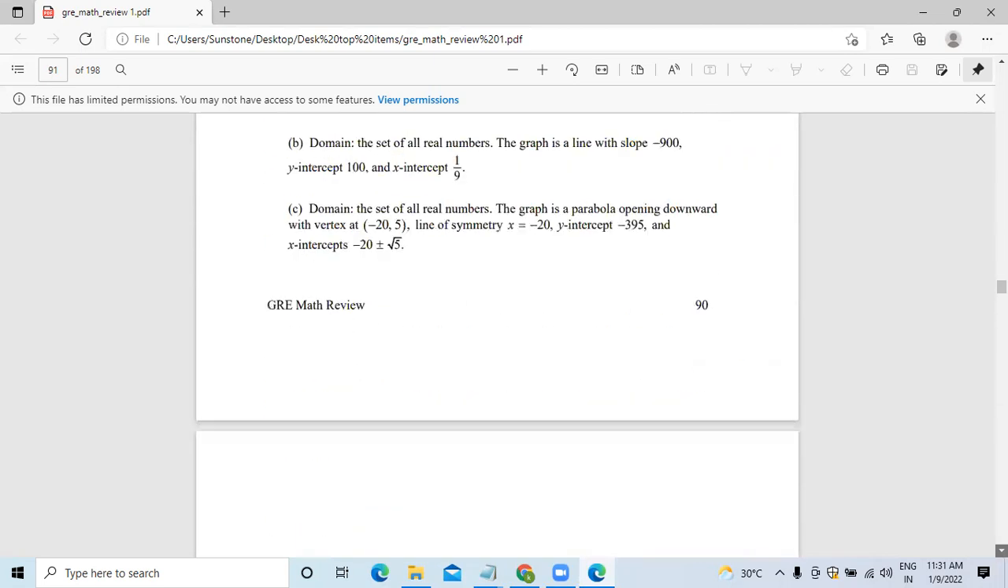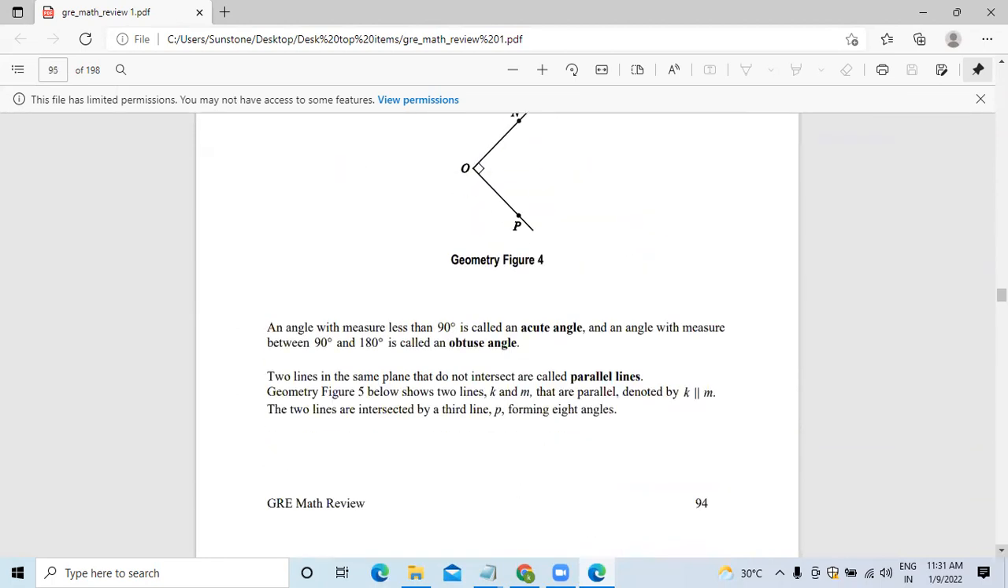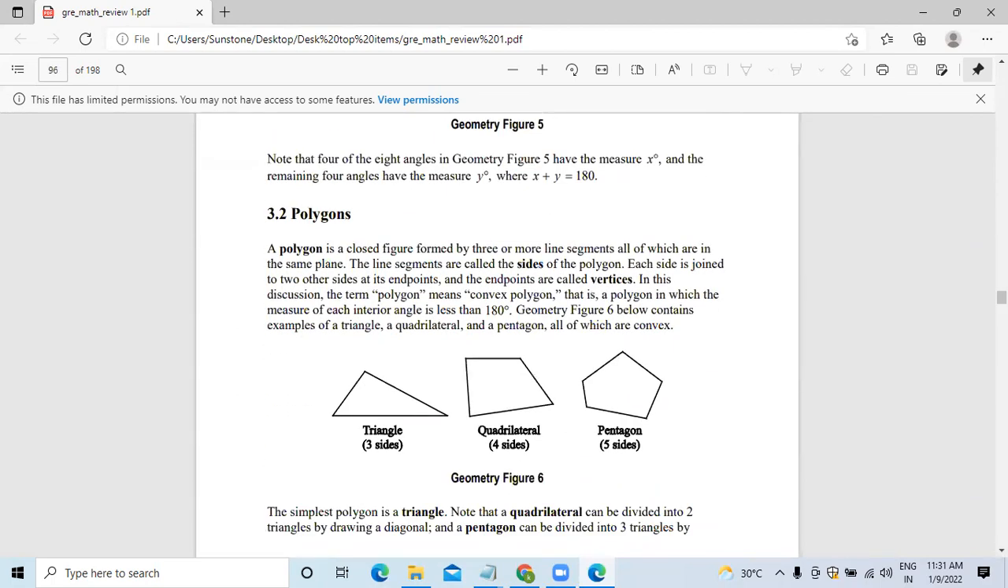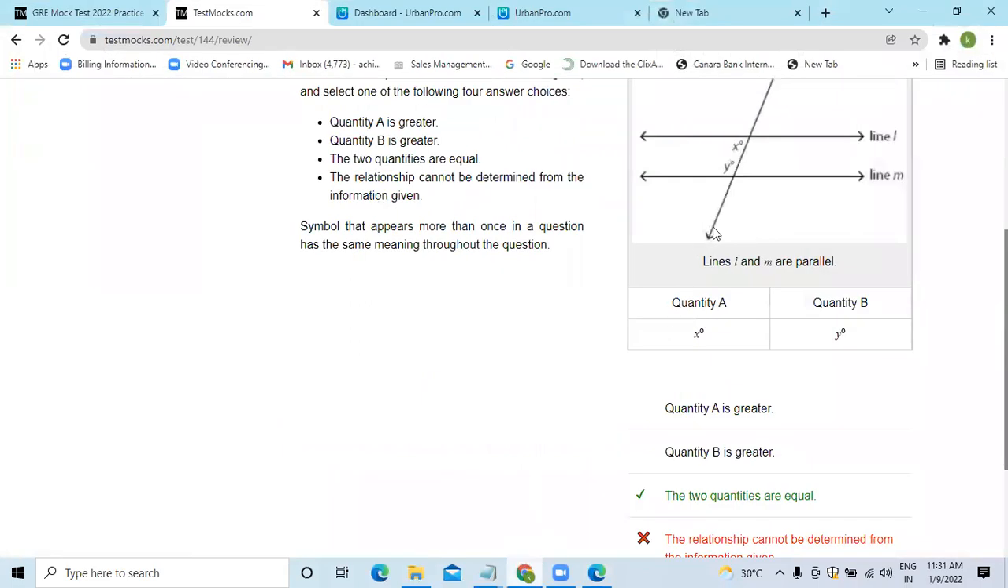Yes, sir. Because on page number 95, it says x degree plus y degree is equal to 180. So I thought, according to that, these two should be... Four of the 8 angles of the geometry figure have a measure of x degrees. The remaining 4 angles have a measure of y degrees. Therefore, x plus y is equal to 180. This property is okay, x plus y. But what have they asked you in the question? The question is, which value is greater, x or y?